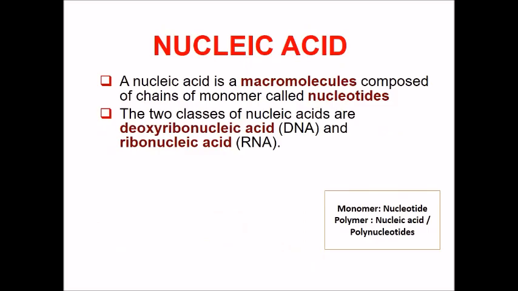So next is nucleic acid. Nucleic acid is a macromolecule composed of a chain of monomers called nucleotides. Therefore, nucleic acid refers to a polymer, also known as a polynucleotide, and the monomer of nucleic acid is the nucleotide, as you can see over here. There are two classes of nucleic acid. The first is DNA, or deoxyribonucleic acid, and the second class is ribonucleic acid, also known as RNA.